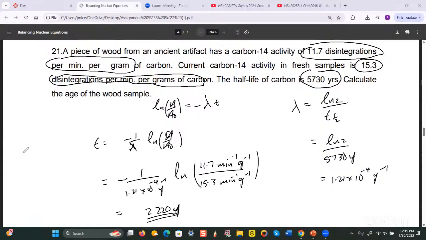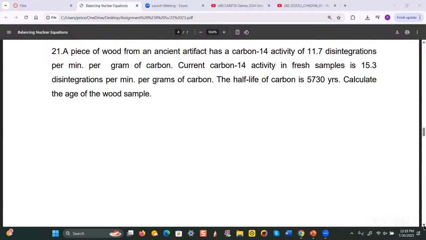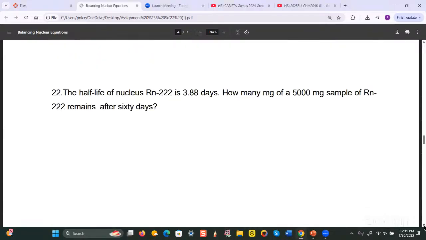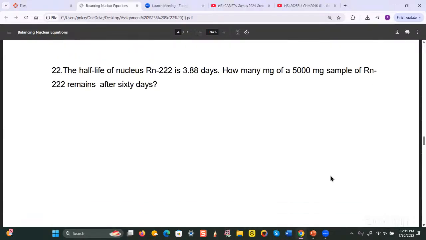All right, let me clear this. Let's scroll down to the next question. Now, this one is not a radiodating question. It gives you the half-life of a particular nucleus. It says it's 3.88 days, and the question is asking how many milligrams of a 5,000 milligram sample of radon-222 remains after 60 days.